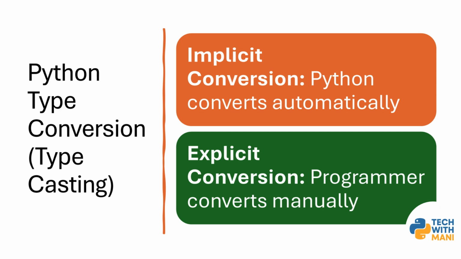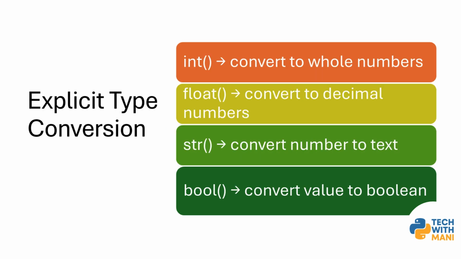If you have ever seen a type error in Python and got confused, this video will fix that problem. Type conversion or typecasting is nothing but converting data from one data type to another. There are two types of type conversion in Python, implicit and explicit. Implicit, Python can convert automatically. Explicit, programmers can convert manually.